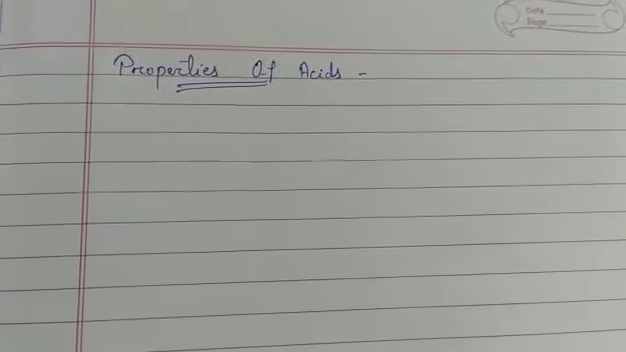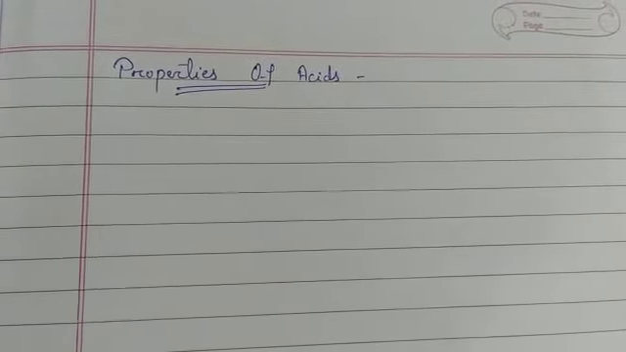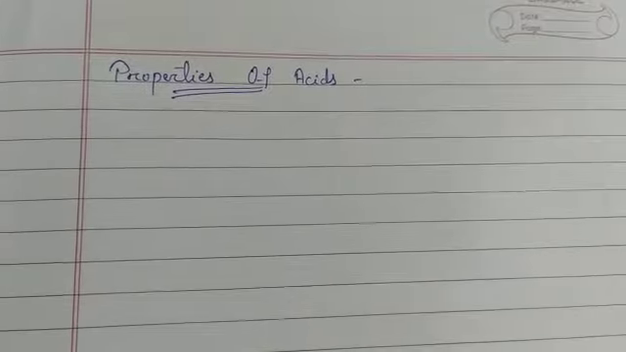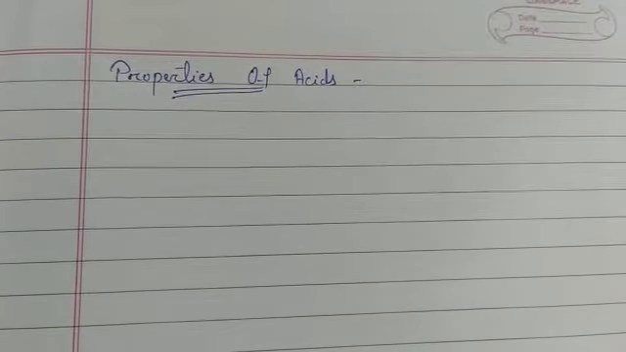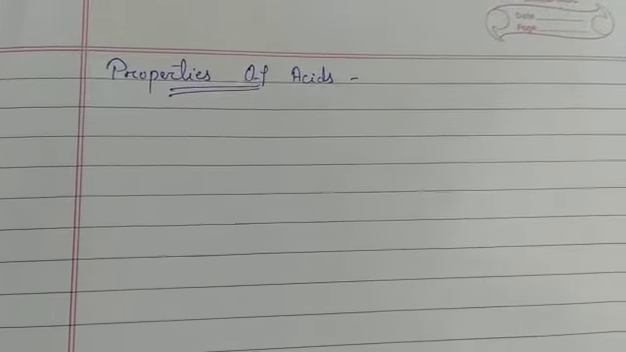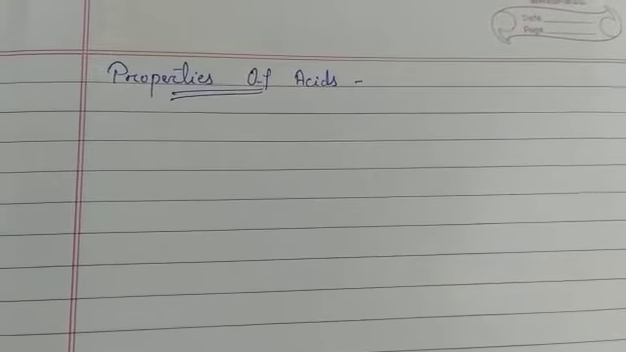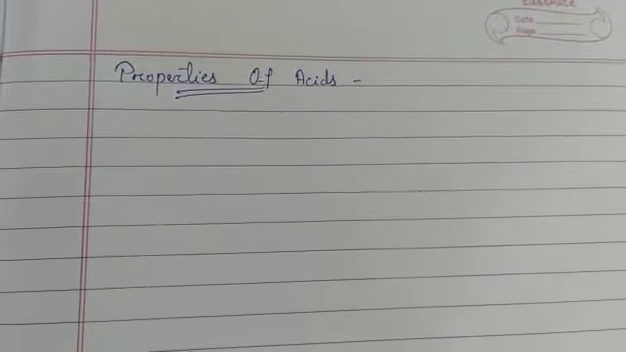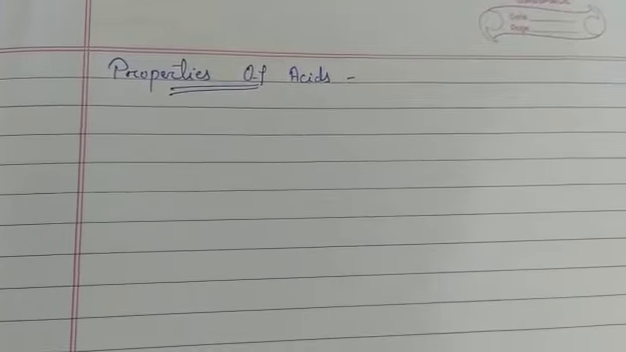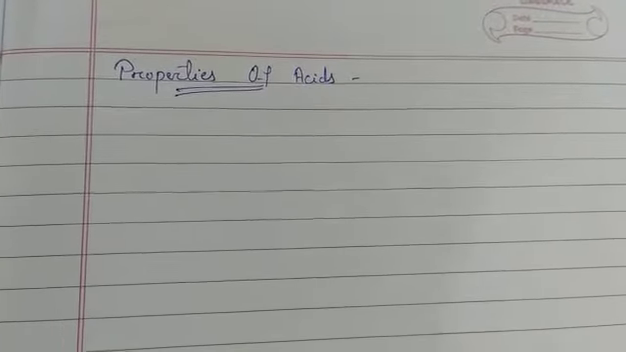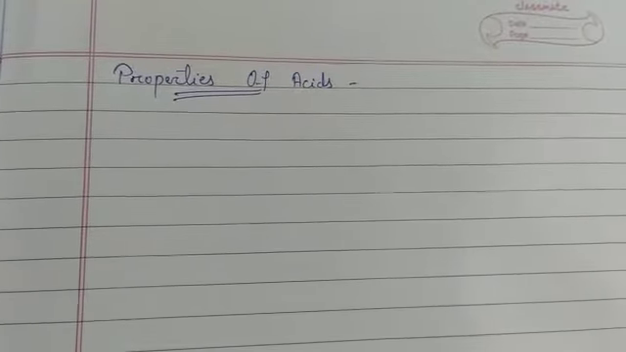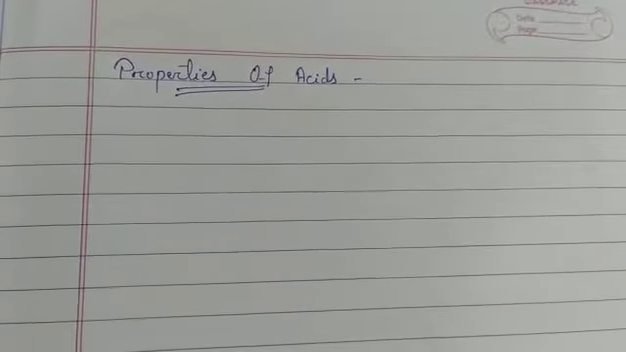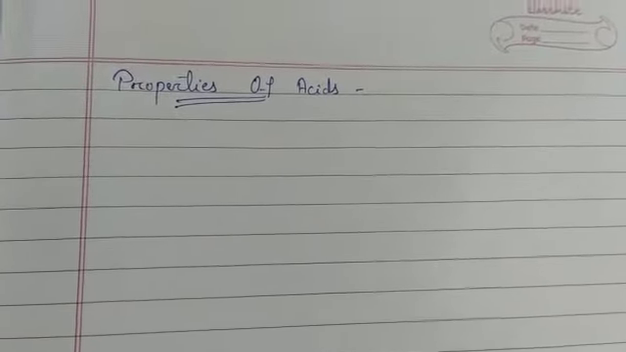In the previous class we had already discussed that acids are corrosive in nature. They react with paper, cloth, and metals, so they are stored in glass containers. You might have seen in the lab that acids are always stored in glass containers because they can react with paper, cloth and metal cans.